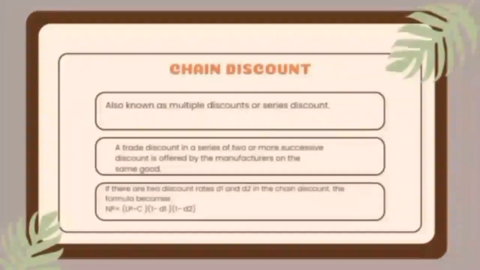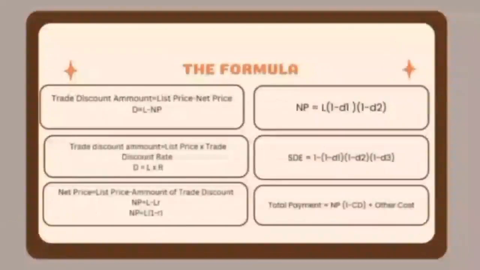Chain discount is also known as multiple discount or series discount. A trade discount in a series of two or more is offered by the manufacturer on the same good. If there are two discount rates, discount 1 and discount 2, in the chain discount, the formula becomes net price equals list price minus cost, times (1 minus discount 1) times (1 minus discount 2). So this is the formula of trade and cash discount.